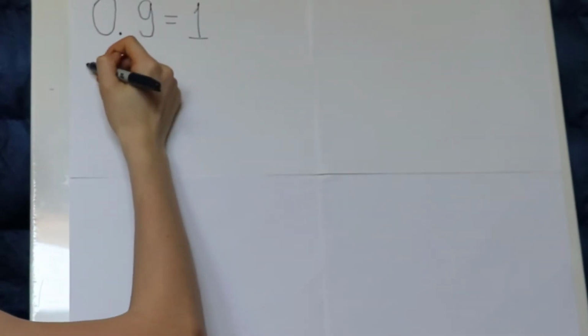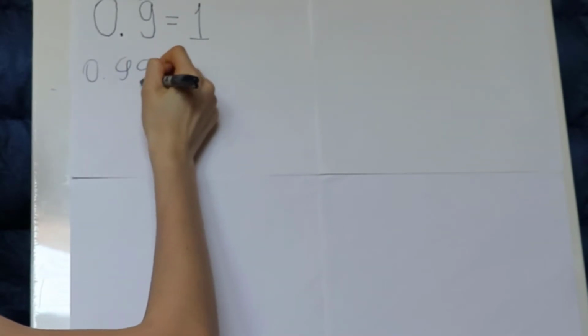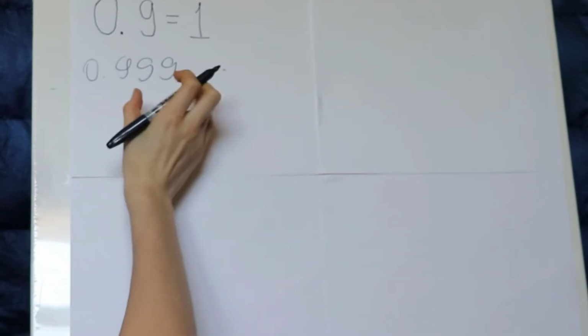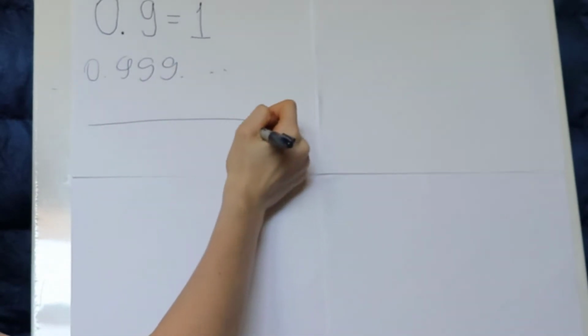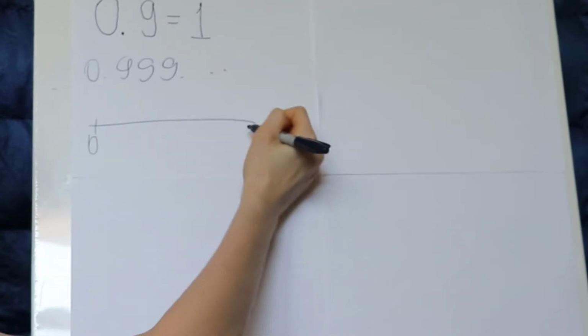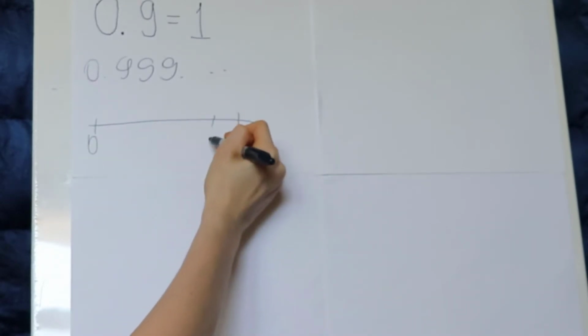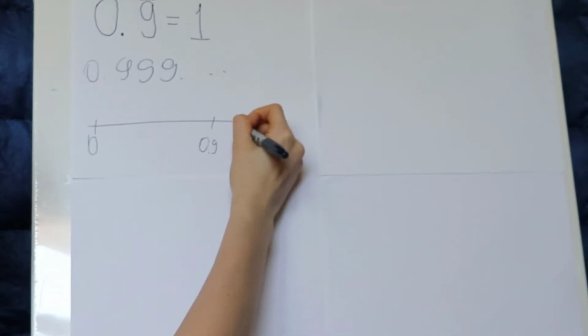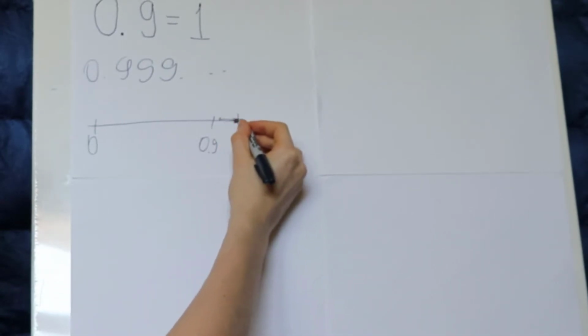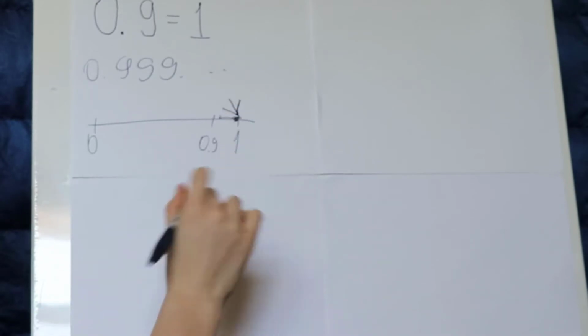Well, we know it's 0.999 and so on till infinity. And it's a number infinitely close to 1. So if we look at a number line, and here's 0, here's 1, this is 0.9. 0.9 repeating will be somewhere as close to 1 as possible.